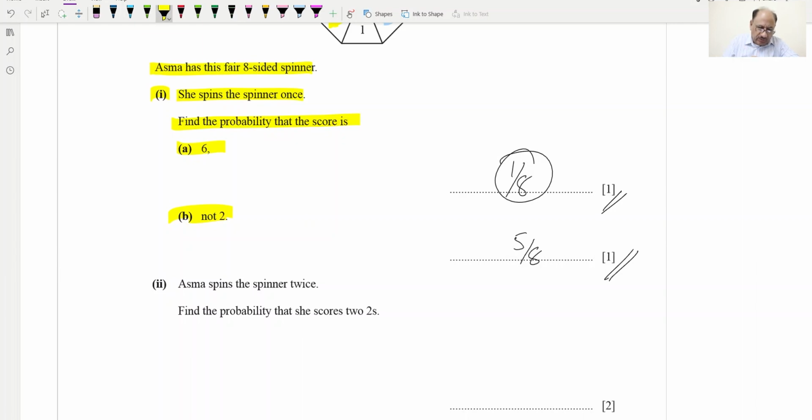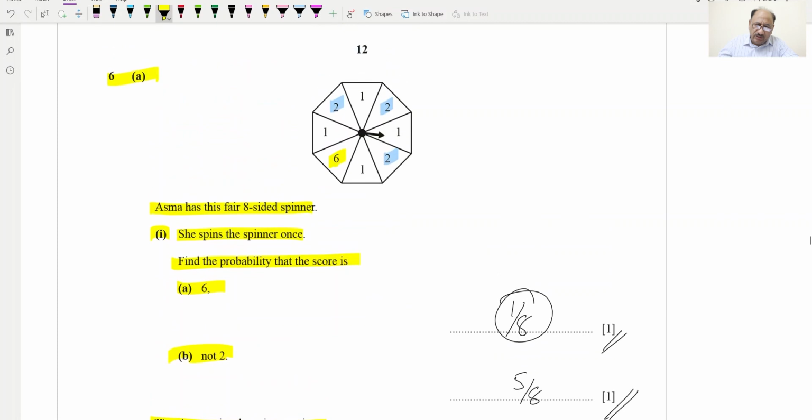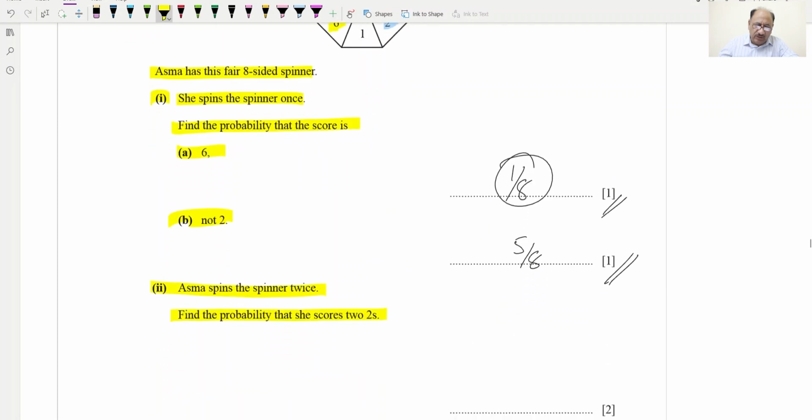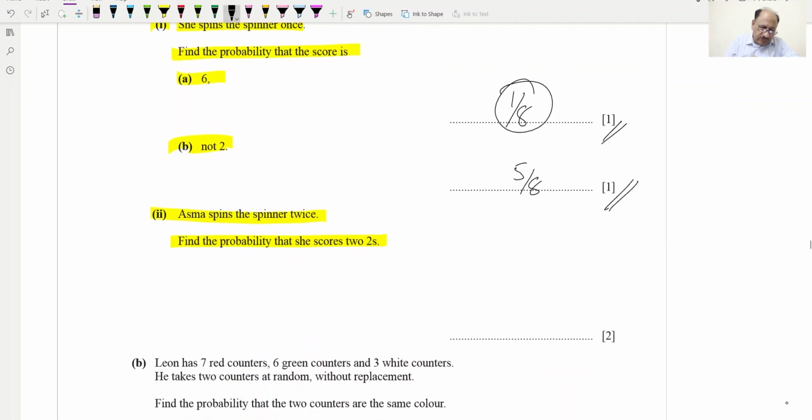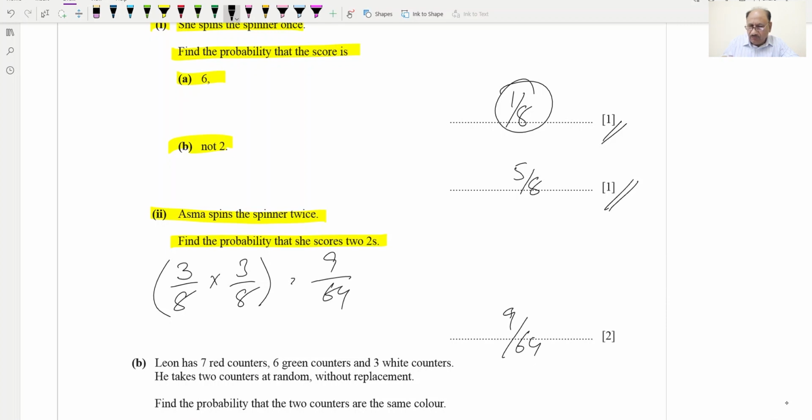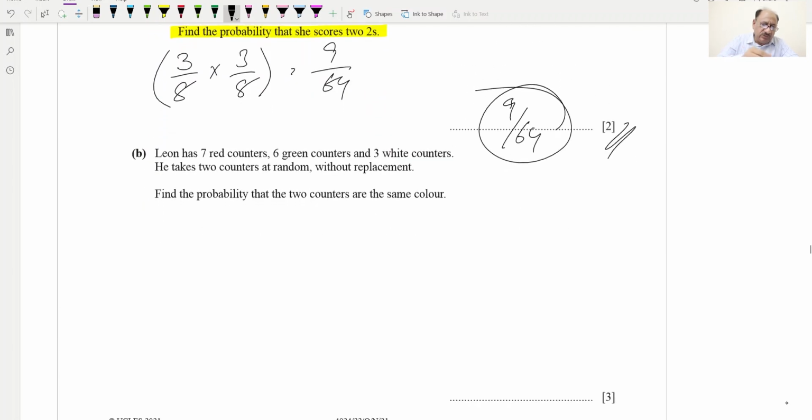Now they are saying Asma spins the spinner twice. Find the probability that she scores two twos. So the probability of getting 2 is 3 out of 8. So this will be 3 out of 8, and the second time also it will be 3 out of 8, and this will be 9 out of 64. So the answer will be 9 out of 64. This is the simplest version. So 2 mark question.